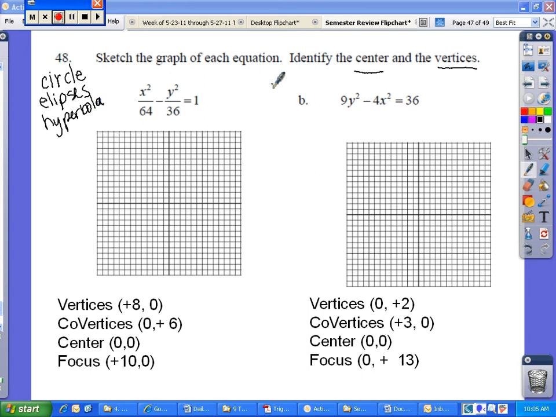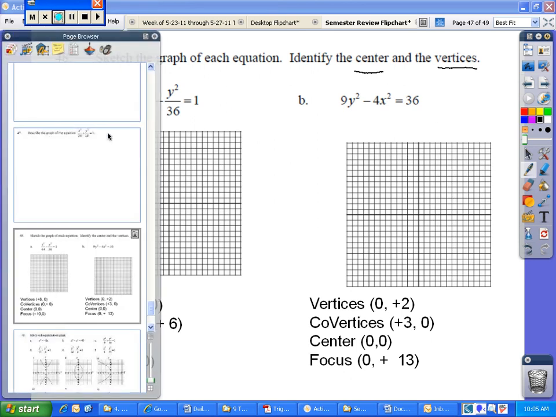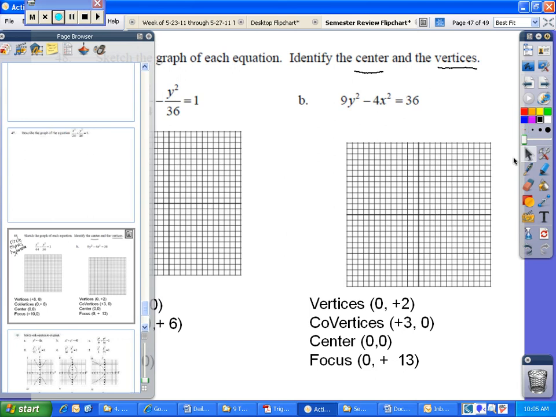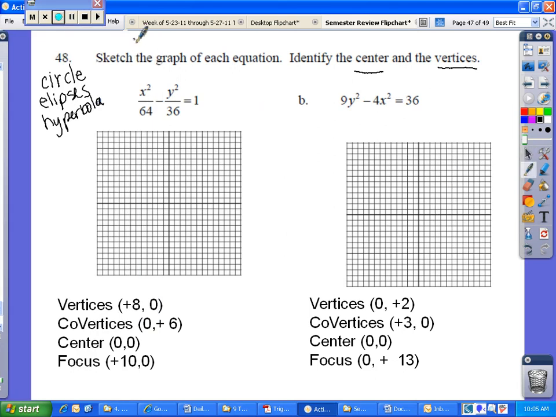Alright, so for number 48, we're going to be sketching a graph of each of the equations and identifying the center and the vertices. If you look at letter A, and again, whenever we see the word center, that indicates to us that it's going to be a conic. So it's either going to be a circle, an ellipse, or a hyperbola.